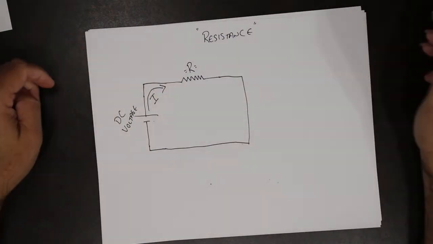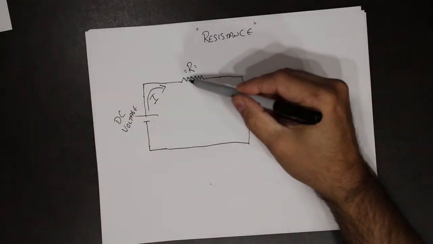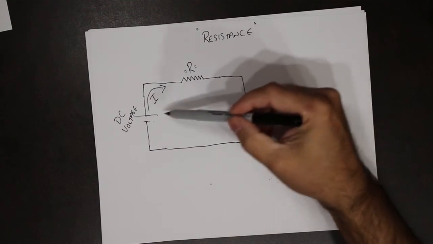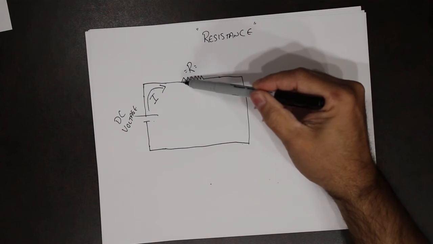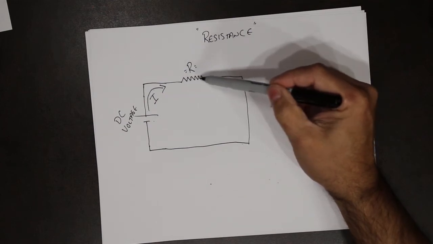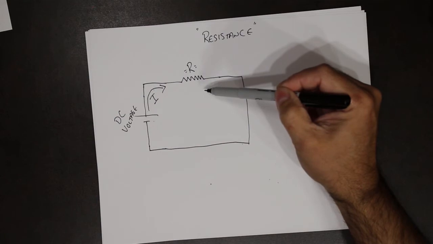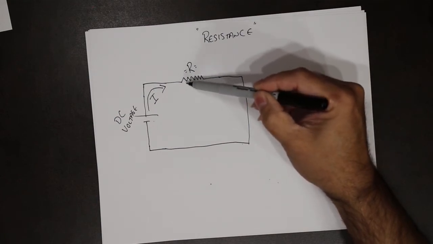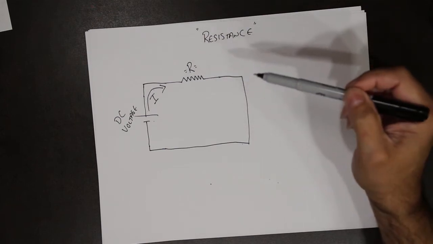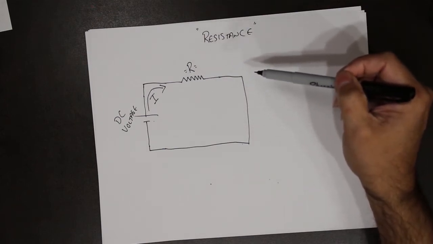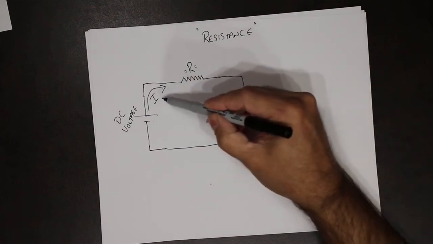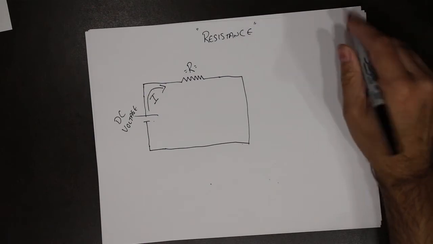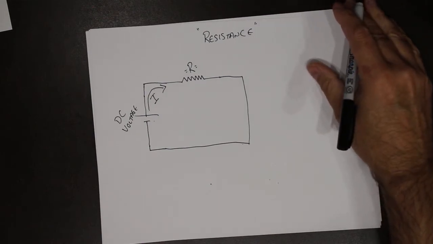So the resistor, think of the shape. If this was a road, if you had a nice smooth road, you could go faster. But if you have a bumpy road, you have to limit your speed. So the job of the resistor is to limit the amount of current that flows through a circuit.